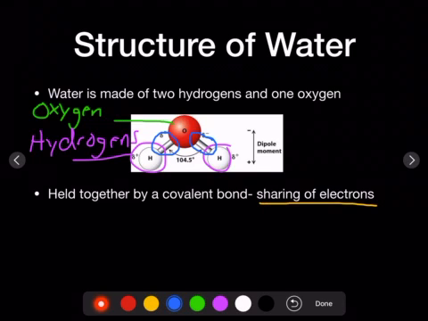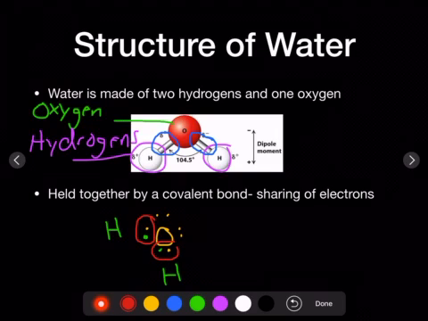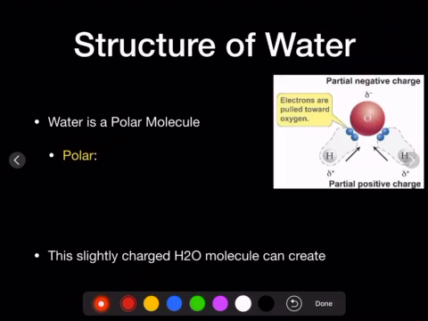Now, oxygen, let's go a different color here. Oxygen has 6 valence electrons. What that means is there are 6 electrons in its outer shell for sharing. Hydrogen only has 1. So when these atoms get together, they share electrons in order to fill each other's outer shell. This sharing of electrons allows for a very strong bond.